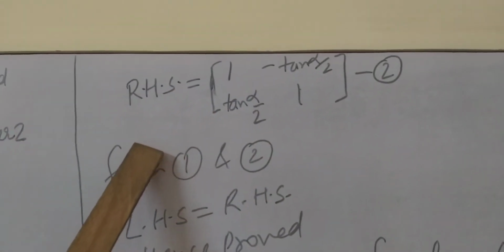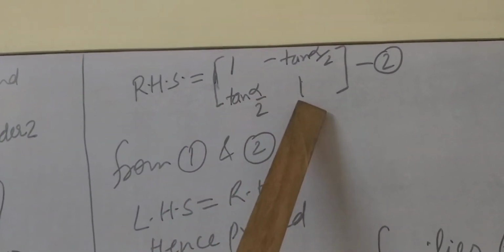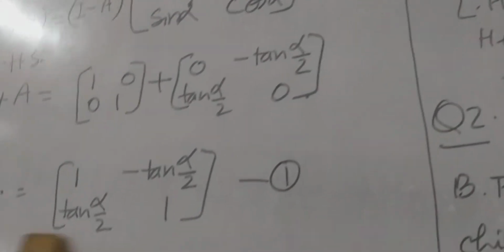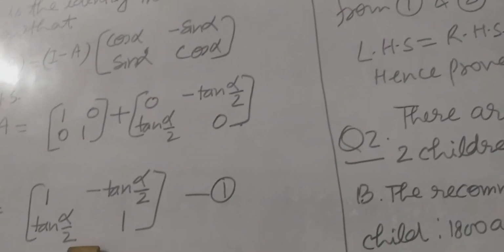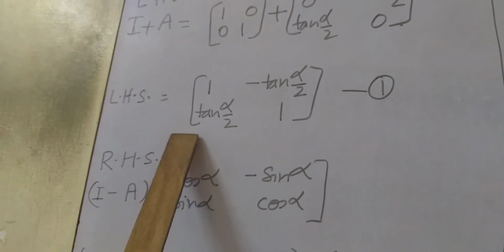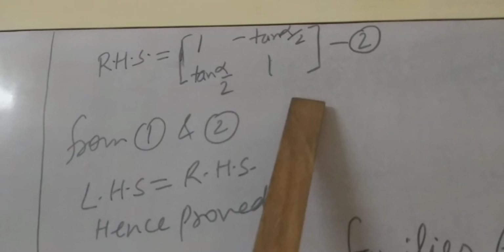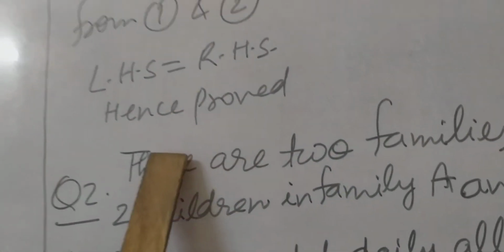RHS equals 1, minus tan(α/2), tan(α/2), 1. Let us call this equation number 2. So this is the first equation student. This is the second. You can check, both are equal. RHS equals 1, minus tan(α/2), tan(α/2), 1. Here also 1, minus tan(α/2), tan(α/2), 1. So LHS equals RHS from 1 and 2. Hence proved.